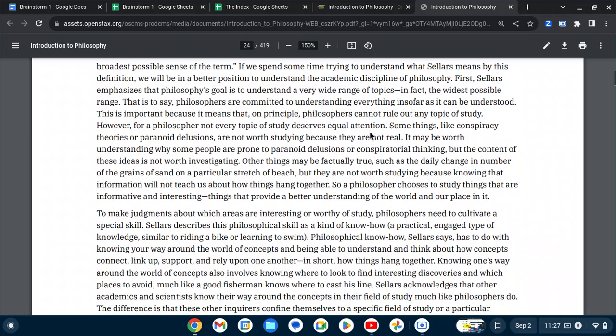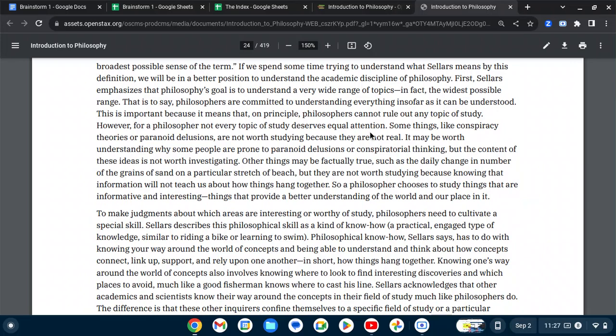If we spend some time trying to understand what Sellars means by this definition, we will be in a better position to understand the academic discipline of philosophy. First, Sellars emphasizes that philosophy's goal is to understand a very wide range of topics. In fact, the widest possible range. That is to say, philosophers are committed to understanding everything insofar as it can be understood. This is important because it means that, on principle, philosophers cannot rule out any topic of study.